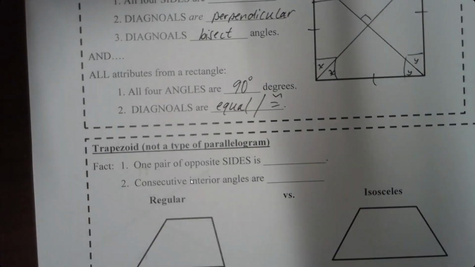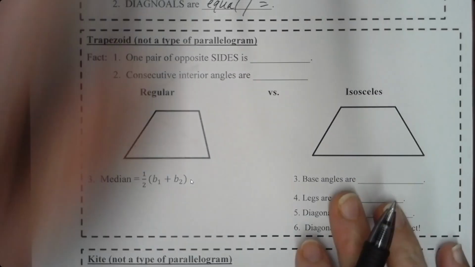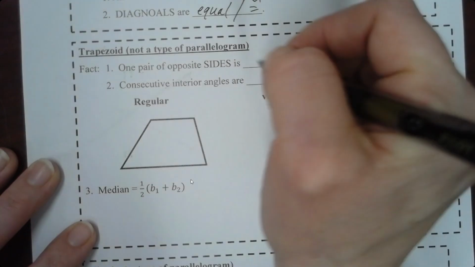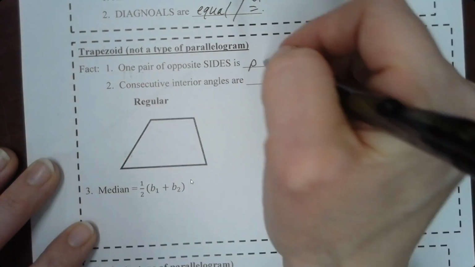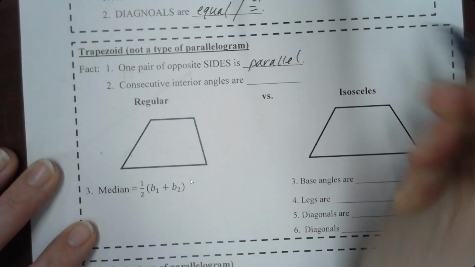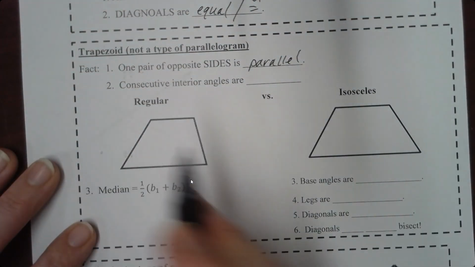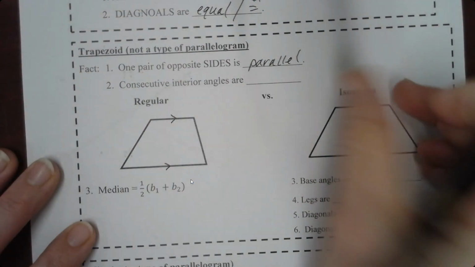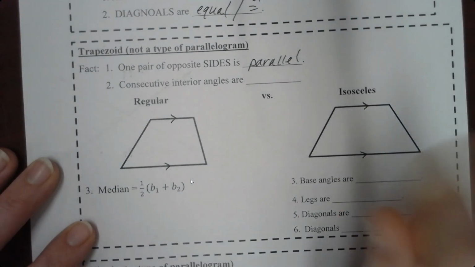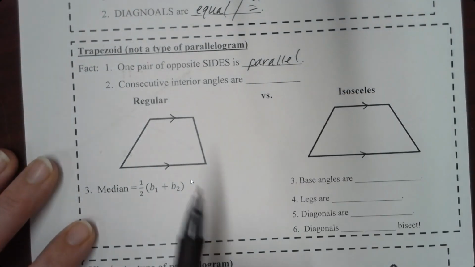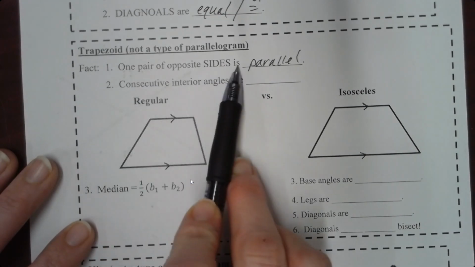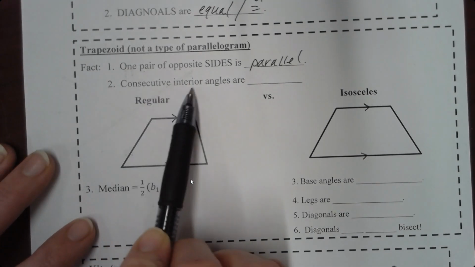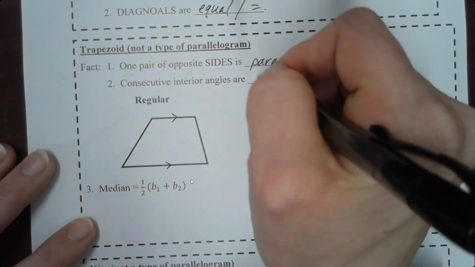Now, trapezoids are actually not a type of parallelogram. There's something quite different. They only have one side that is parallel. So one pair of opposite sides is parallel. So here, when you look at which of these sides are parallel, it's going to have to be this one and this one. Okay, same thing with these guys. And they don't have to always be situated like this. They could be flipped to its side, but they're only going to have one pair of opposite sides that is parallel. And then the other thing that is true about trapezoids is that the consecutive interior angles are supplementary.